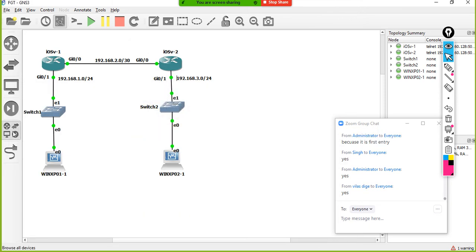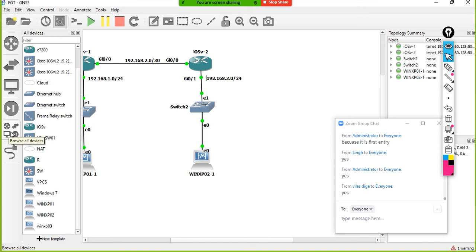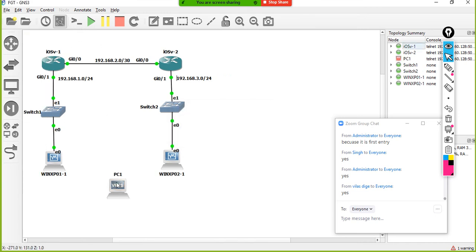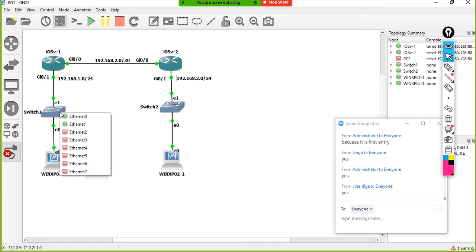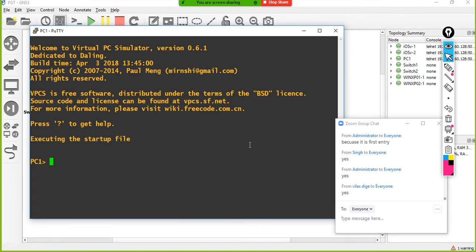I'm going to add one computer. I don't have Windows XP computers, so I'm going to add one normal computer. Let's go and take it now. Take this guy. Then let's power on. Start. Let's go and run this. Guys, this is actually in GNS3. There is a separate tool called PC. So do you know how to assign the IP address to this guy?